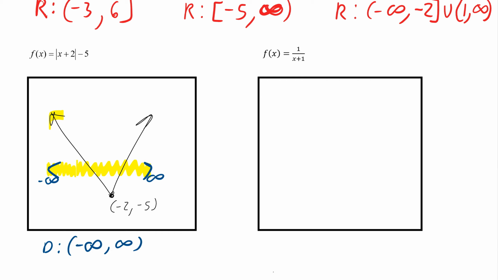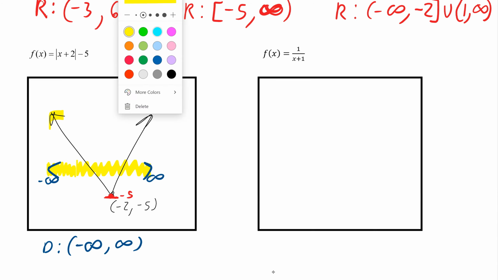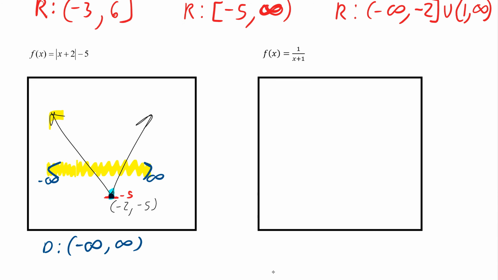Now our range. Our range is down here. This is our lowest point, right? And that's -5. And then from -5, it's going to go up again to infinity, as red. So our range would be from -5 bracket, because it's not an open dot, comma, infinity. And that is all of our values.